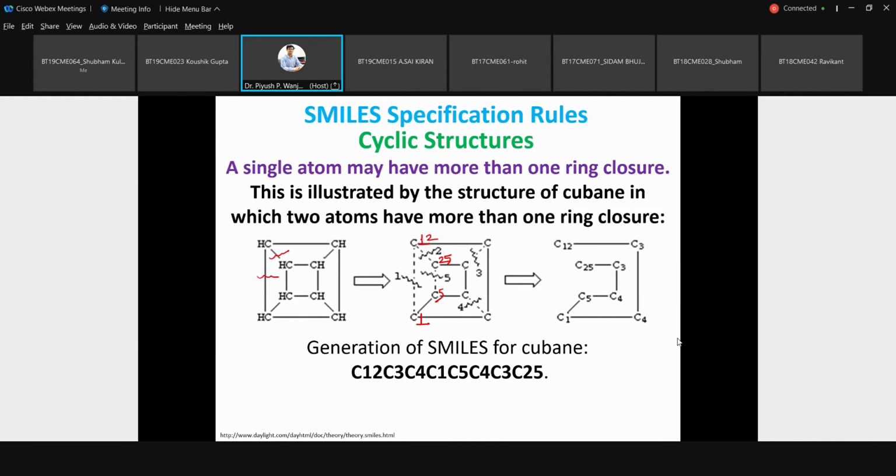So whatever then remains, you have to attach properly. So C12, you started from this side. So C12, C3, C4, like this you have joined. So this you can do in any particular way, but these two rules you have to follow. You have to convert into linear structure and you have to break one particular bond in one cycle.